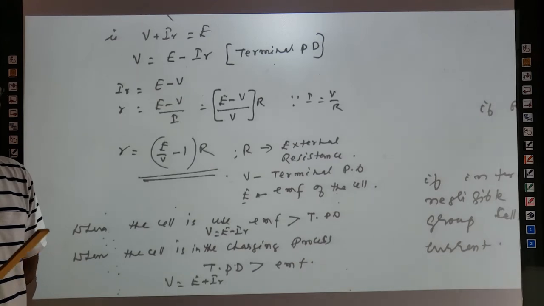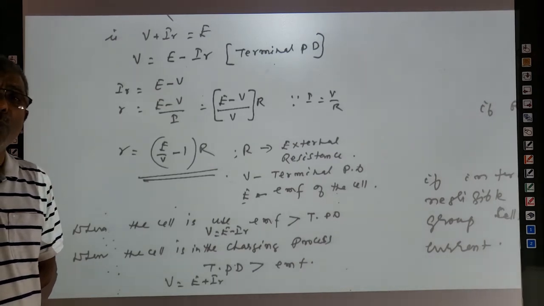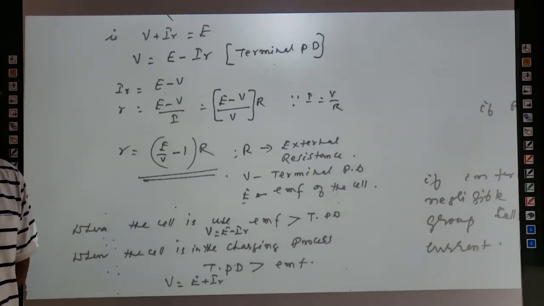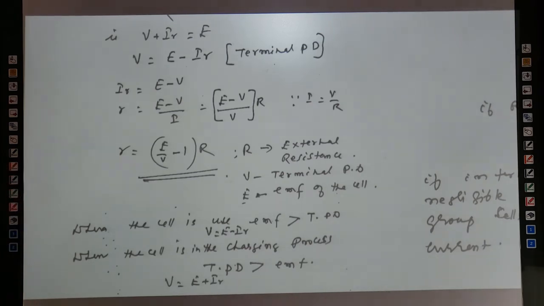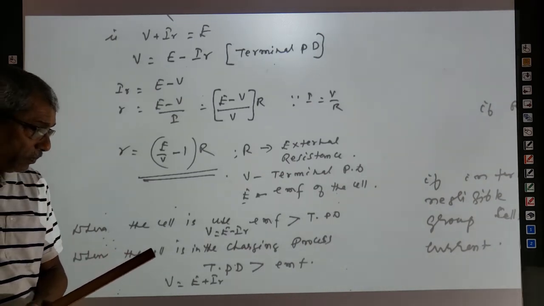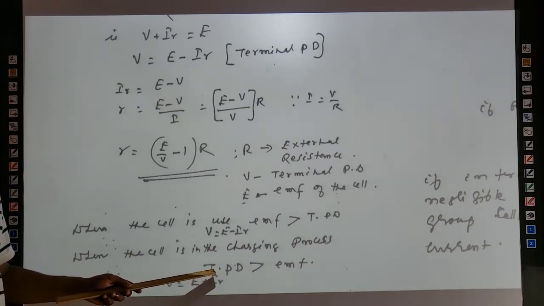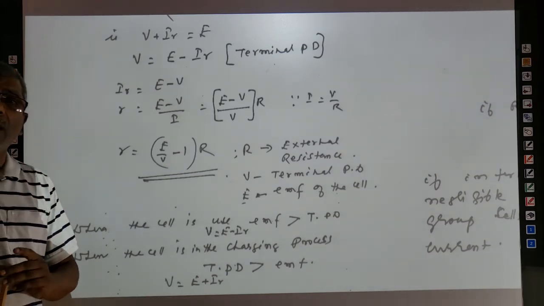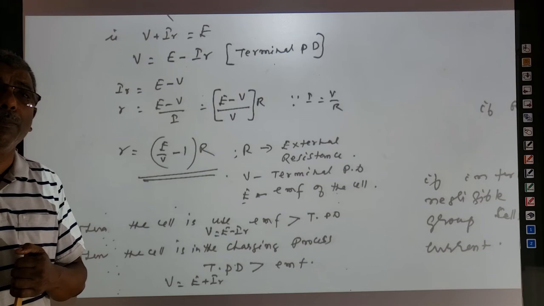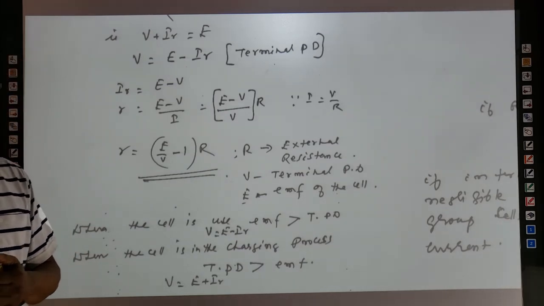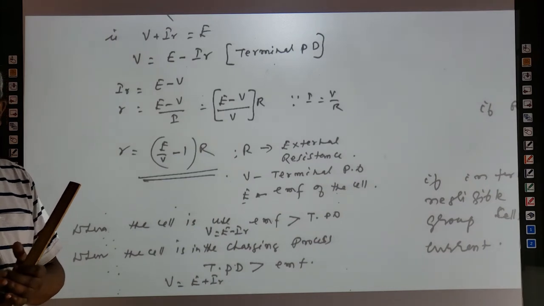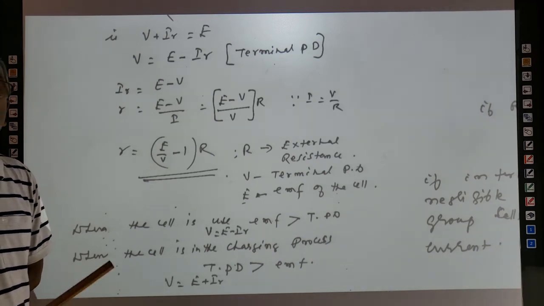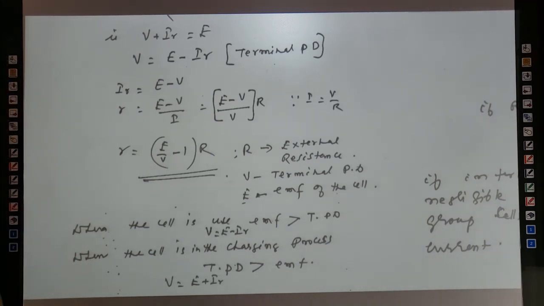In this condition, electrical energy is first stored in the form of chemical energy. Then the chemical energy is again converted into electrical energy when the cell is discharged. So in the charging process, always remember terminal PD is greater than the EMF of a cell. A question can be asked: can the EMF of a cell be less than the terminal PD? Yes. When the cell is in the charging process, the EMF of the cell is less than the terminal PD. Terminal PD can be greater than the EMF of the cell. All right.